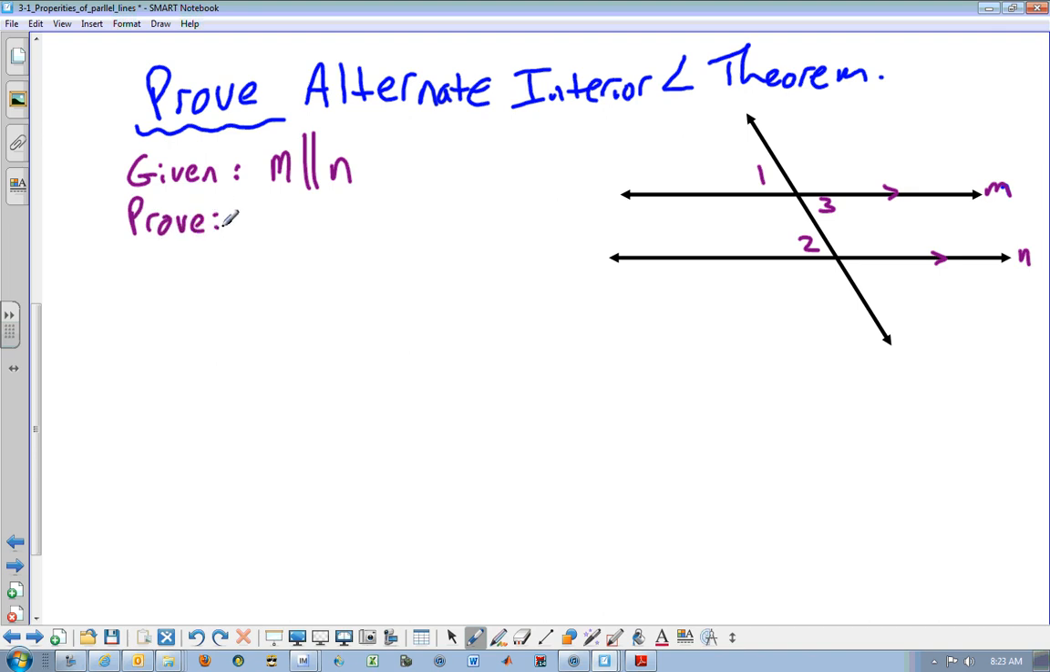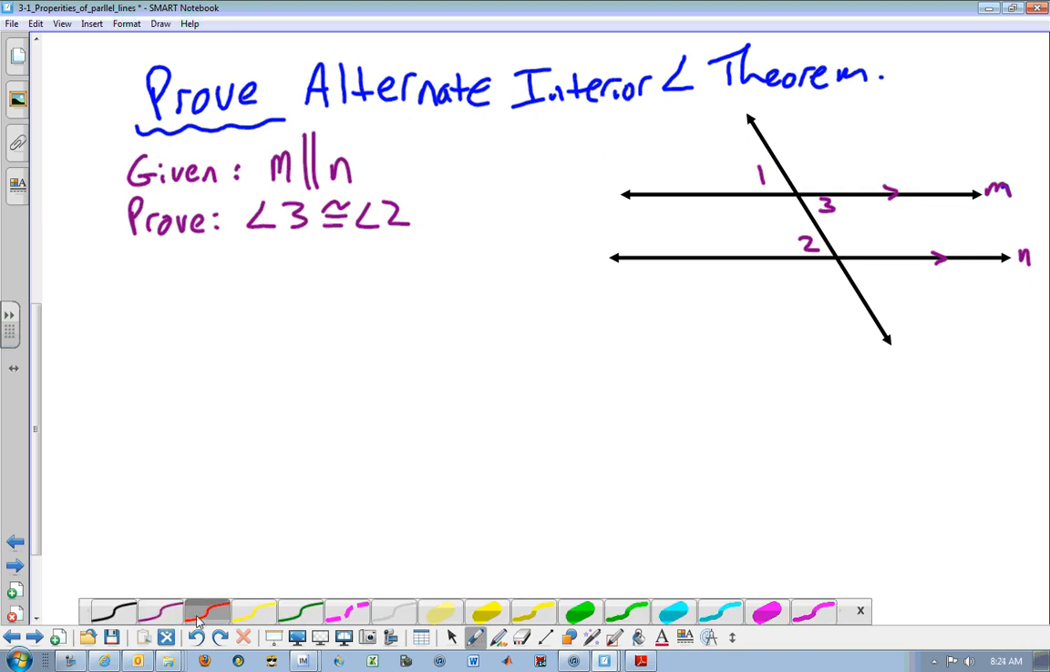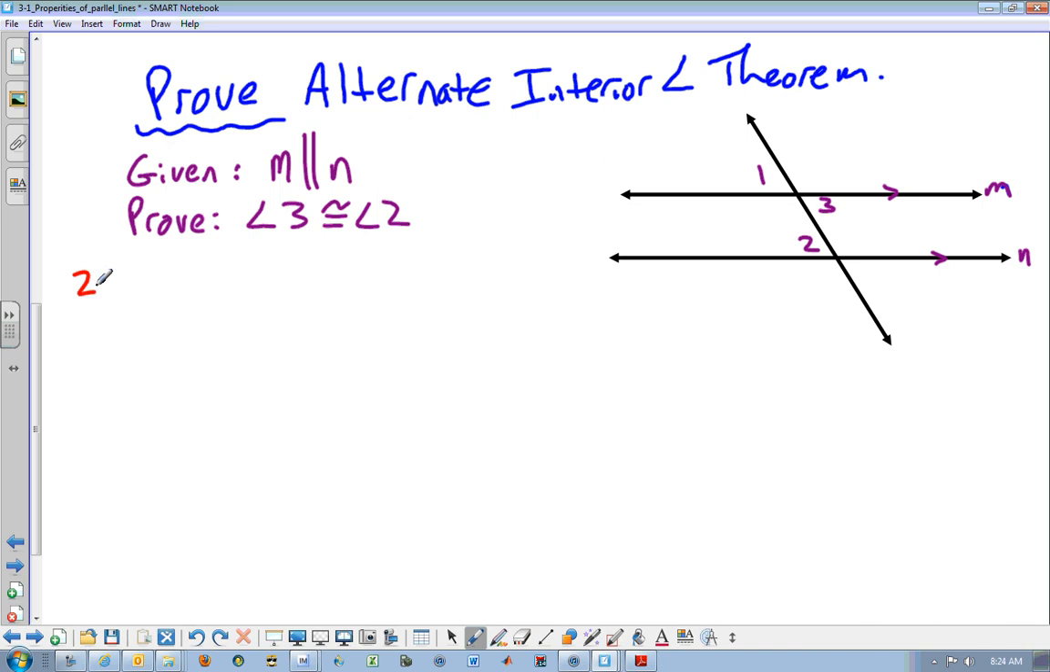All right. So this is what will be given to us on a problem like this, and we want to prove that angle 3 is congruent to angle 2, because that's what the alternate interior angle theorem says. Right now it's just a conjecture. We just think that's true. It sounds good. We haven't proven it yet. That's our information here, and that's where we're trying to go with our proof. And so we're going to do a 2-column proof.